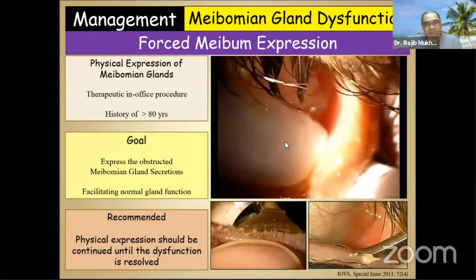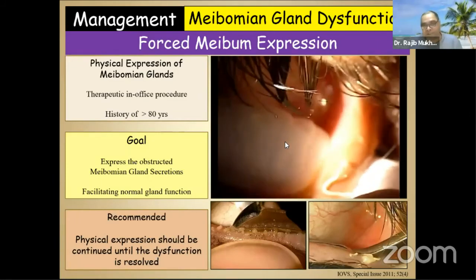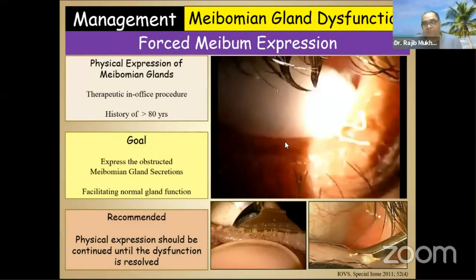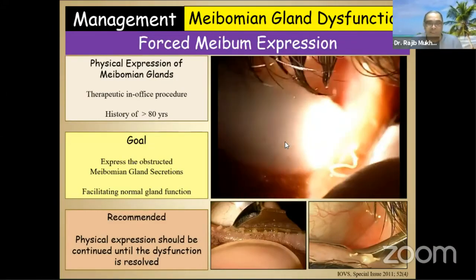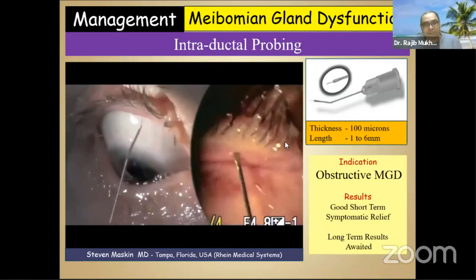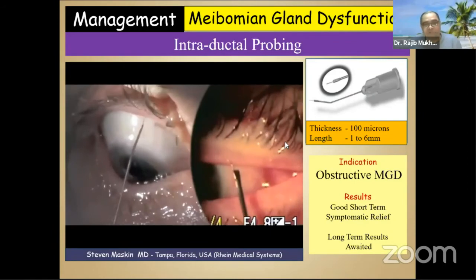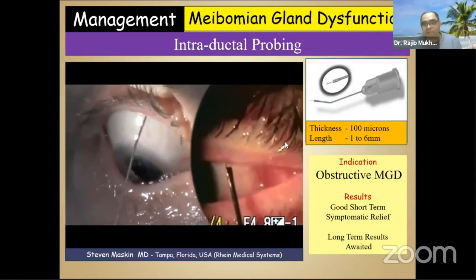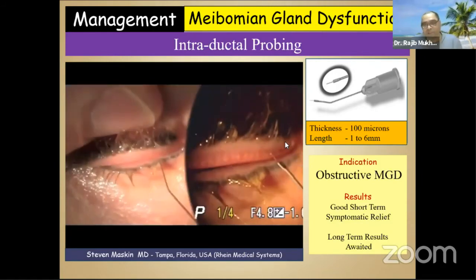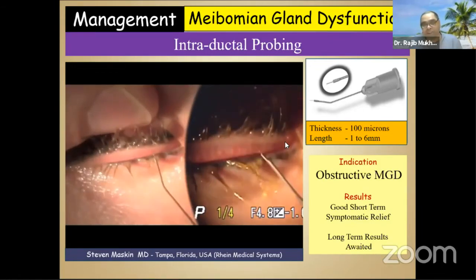Forced meibum expression is something that has been used for more than 80 years as an in-office procedure. And you can see here, using a pedal and pressure from a thumb, you can easily express out these toothpaste-like secretions. Intraductal probing is one of the things that is being tried. This is a video by Steve Maskin from Tampa, Florida, where he uses a 100 microns thick probe, 1 to 6 millimeters long, and he probes these duct orifices. And he claims to have a good success rate in the short term.